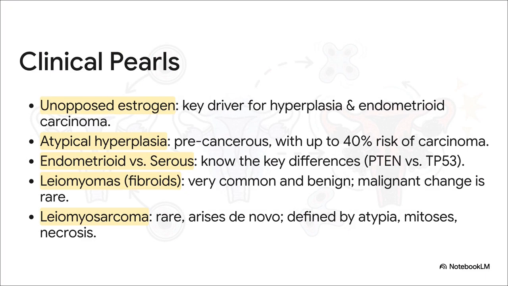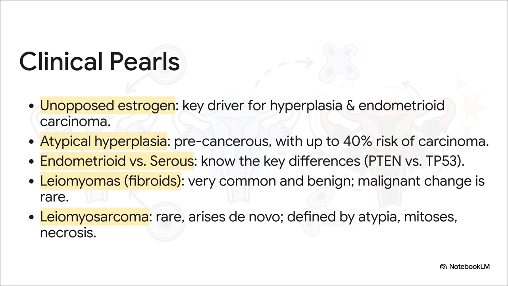Number 1, unopposed estrogen is the big driver for hyperplasia and endometrioid cancer. Number 2, atypical hyperplasia is a major red flag with a high risk of a hidden cancer. Number 3, know the 2 pathways. Endometrioid is PTEN, serous is TP53.